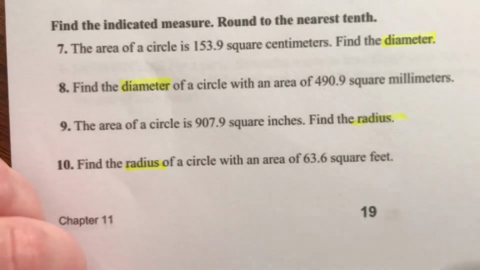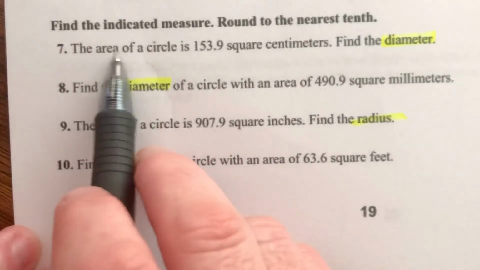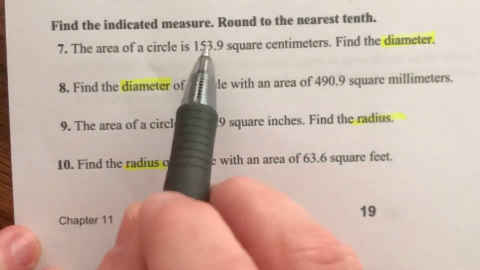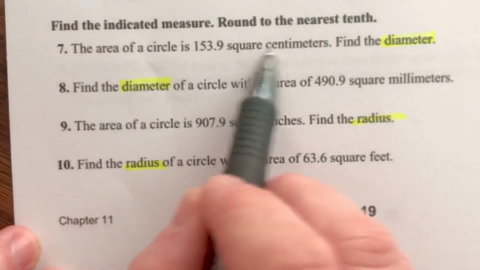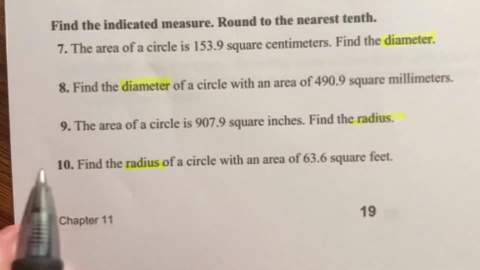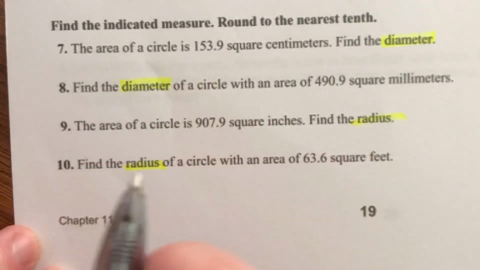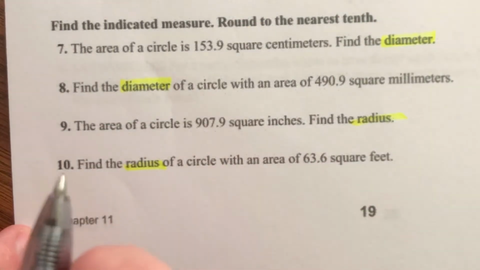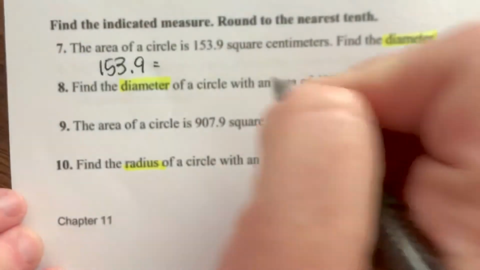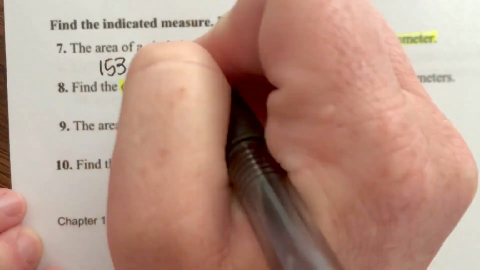All right, so for number 7, I'm going to write sideways. It's not going to make a lot of sense, but hopefully you can follow me along. It gives us the area. Area is 153.9 square centimeters. Find the diameter. So we know area equals pi times the radius squared. So total area, 153.9 equals pi r squared.